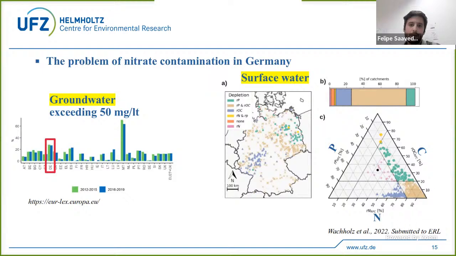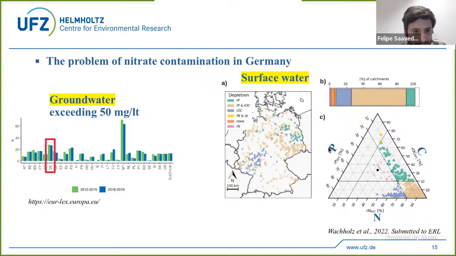Among nutrients, I'm talking more about nitrogen, but there's also phosphorus and carbon, part of the main nutrients for the problem of eutrophication, for example. And if we locate all the monitoring stations from Germany in this ternary plot, we will see that the majority of the catchments will be in this corner. This is a ternary plot. So this corner means that we have an excess of nitrogen compared to carbon and phosphorus. So yes, nitrate is the main issue in terms of nutrients. I hope I could convince you about this.